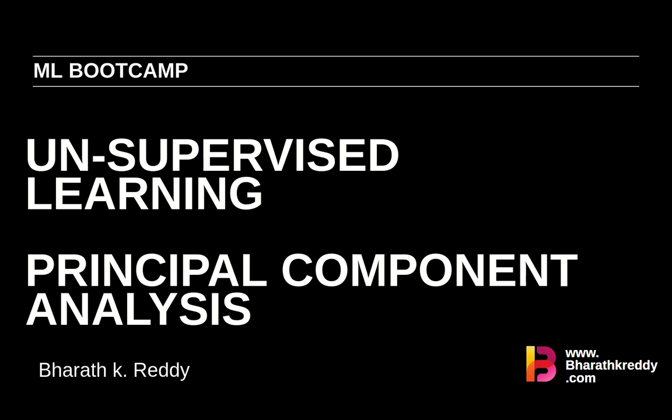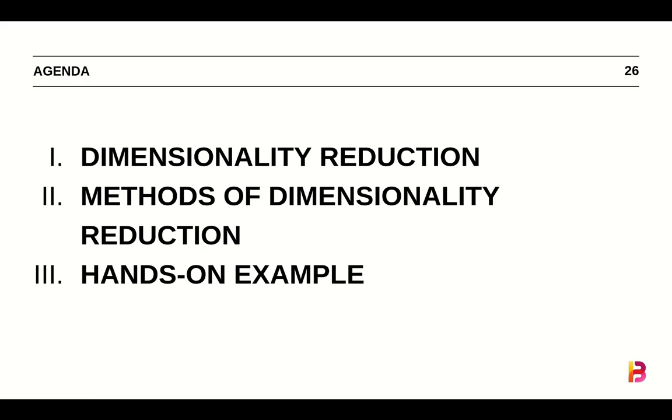In this video, we are going to talk about the other part of unsupervised learning, which is dimensionality reduction. One of the methods by which it can be done is principal component analysis. In this video, we will understand what dimensionality reduction is and why we need it. Then we will see two major methods of dimensionality reduction, and then we will conclude this topic with a video on a hands-on example.